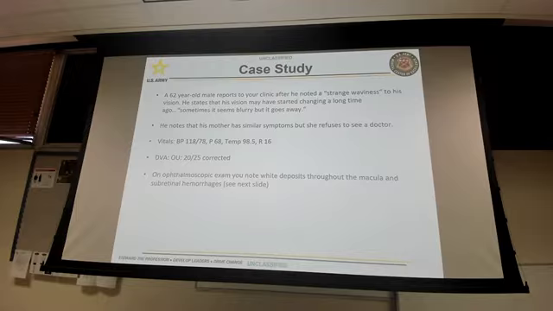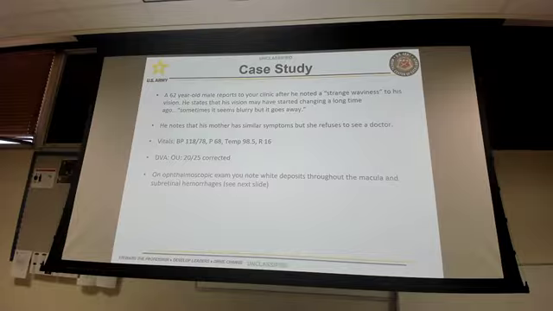So we have a 62-year-old male who reports to your clinic after he noted strange waviness to his vision. He states that his vision may have started changing a long time ago. Sometimes it seems blurry, but it goes away. He says his mom also has similar symptoms, but she refuses to see the doctor. Vitals: blood pressure 118/78, pulse 68, temp 98.5.